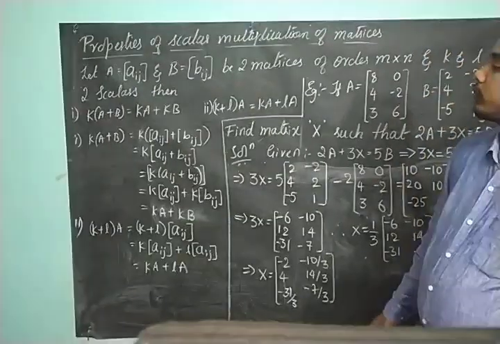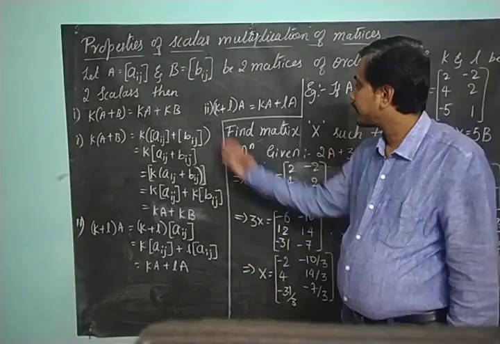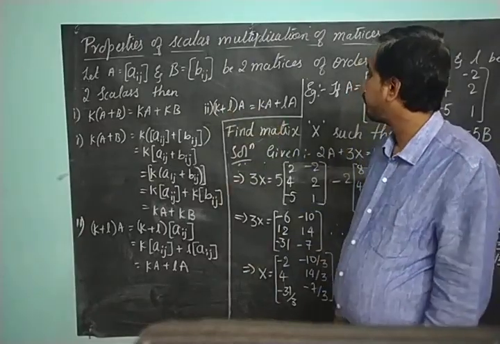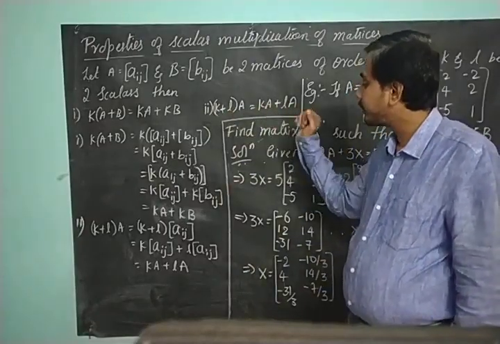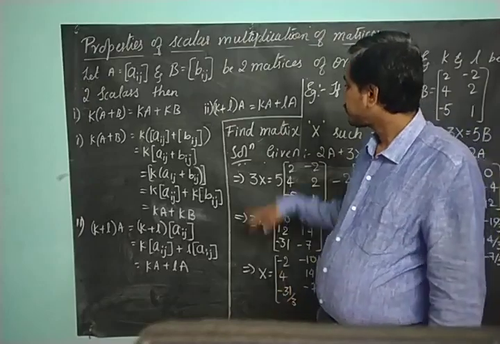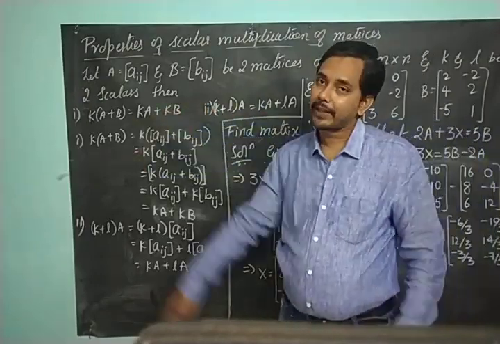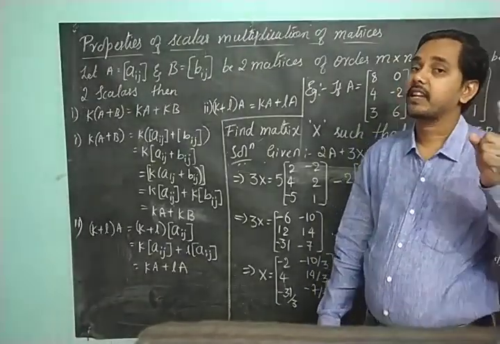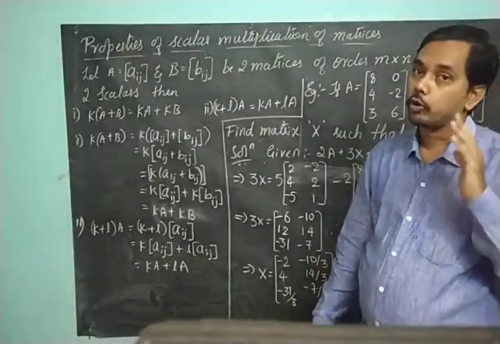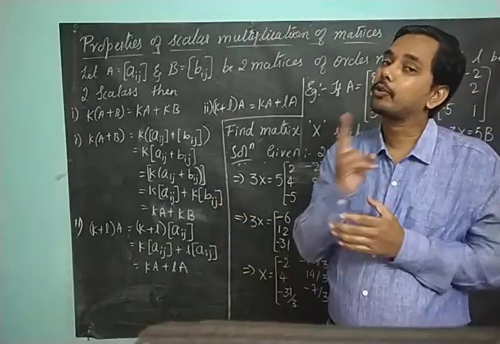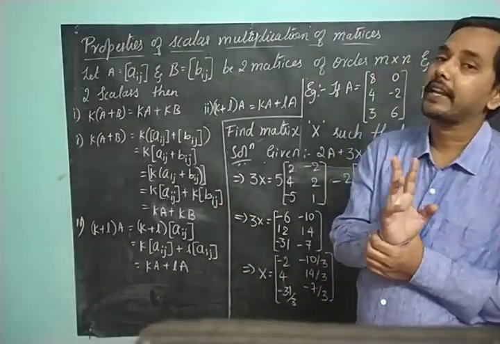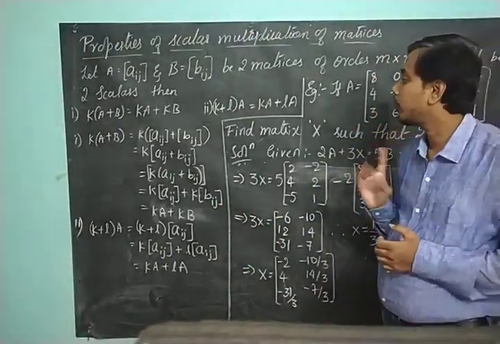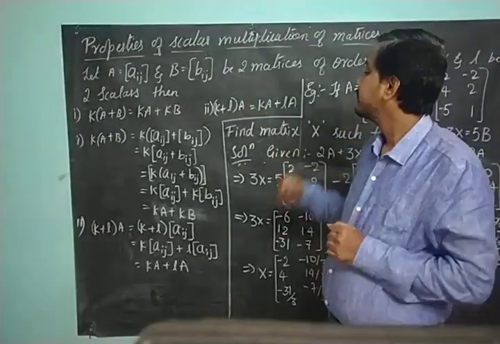So this was the first property. Coming to the second one, K plus L of A can be written as K of A plus L of A, right? In the first case we took only one scalar multiplied to the sum of two matrices. In the second case there are two scalars. The sum of two scalars will be multiplied to one matrix, that is A, right?